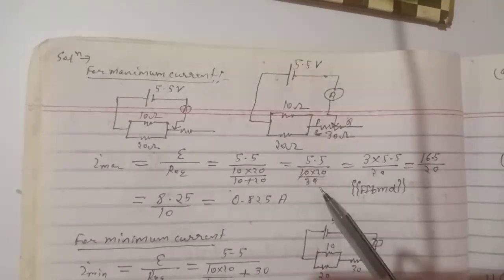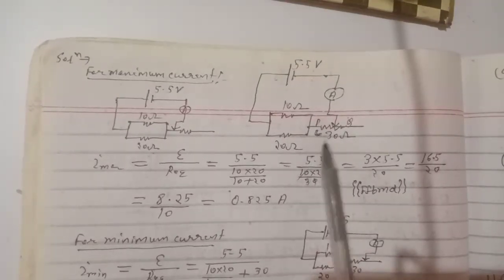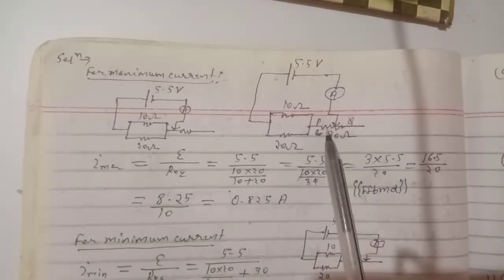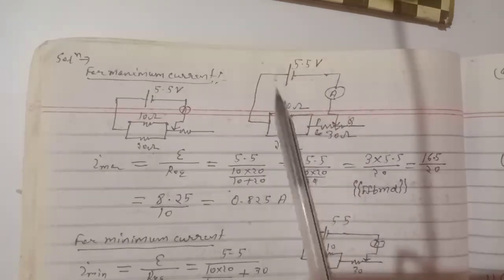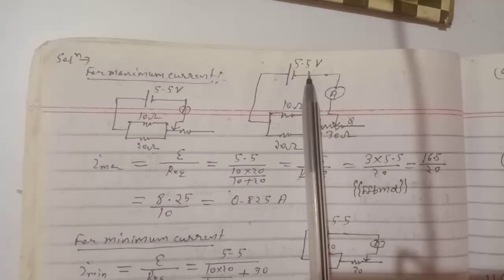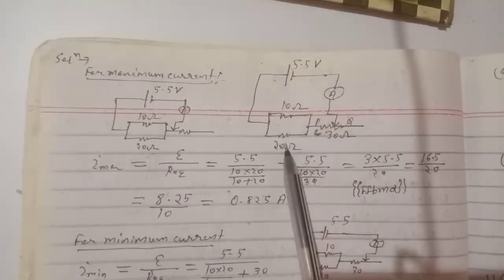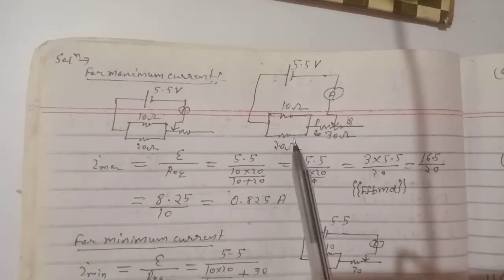Here it is shown. This is a rheostat, a variable resistance of 30 ohm. The value of this resistance is 30 ohm, and the circuit is shown. It is connected with a 5.5 volt battery or a cell, and this is of 10 ohm and this is of 20 ohm.